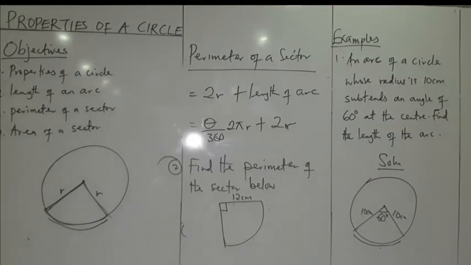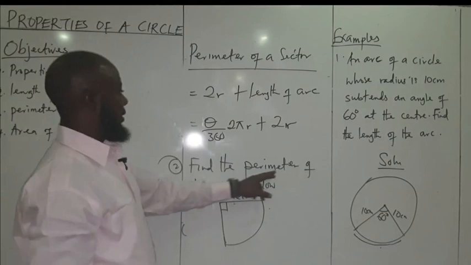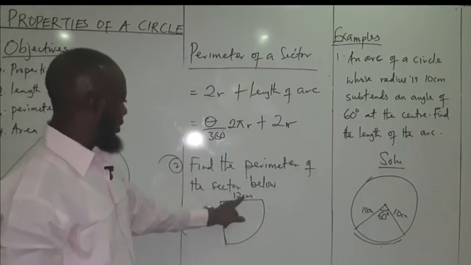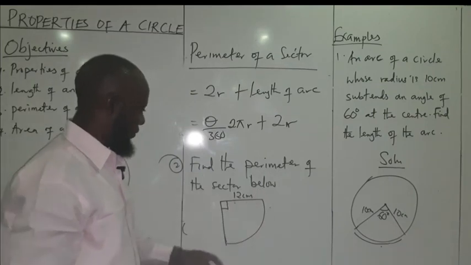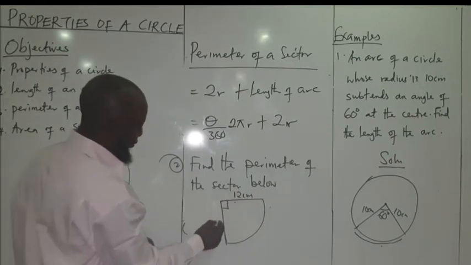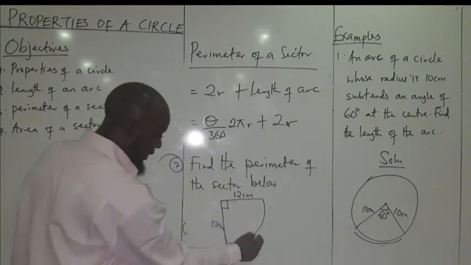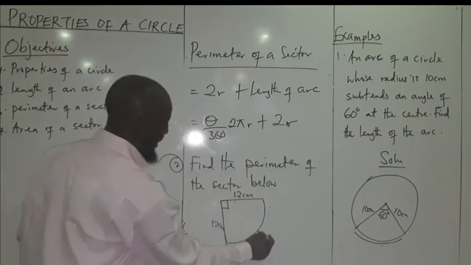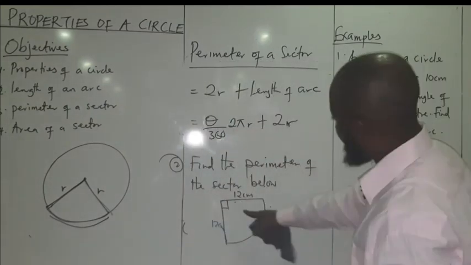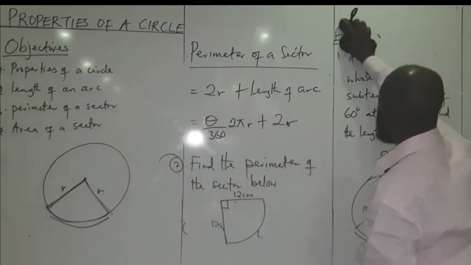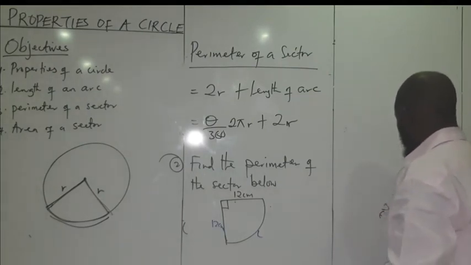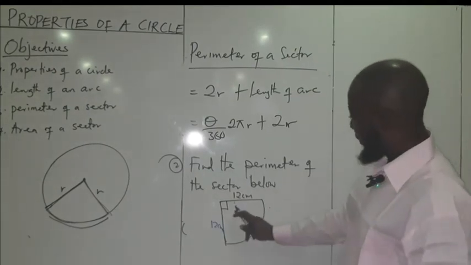Alright, so find the perimeter of the sector below. This is a sector here. You have to find the perimeter. That means this plus this plus this. So this is the radius. It's not given, but this radius means this one is also what? 12 centimeters. And this is the length of arc, which is what we're going to find. So the angle subtended at the center of this sector is what? Look at that square shape. A square shape is what? 90 degrees. So this is 90 degrees.